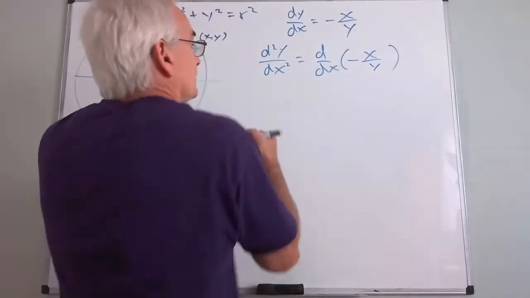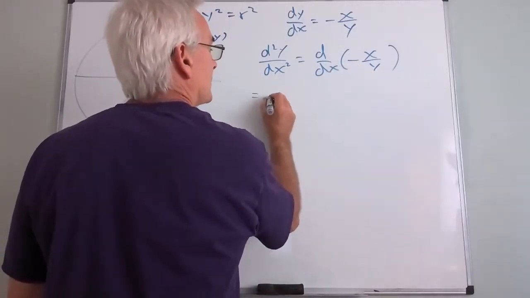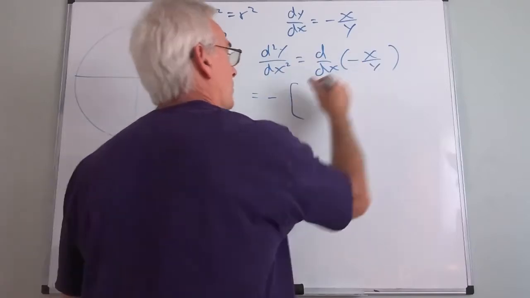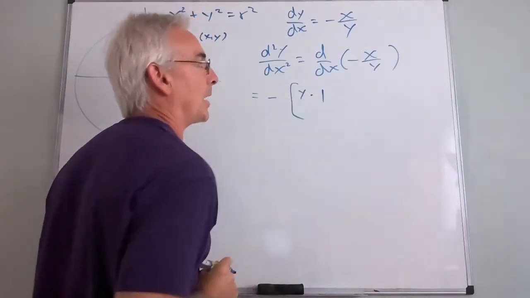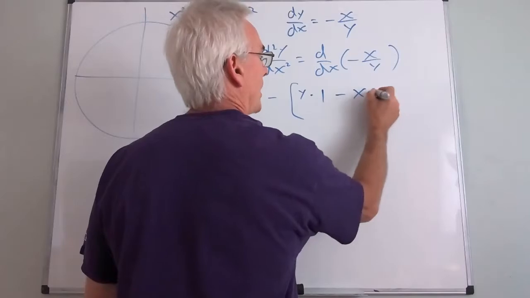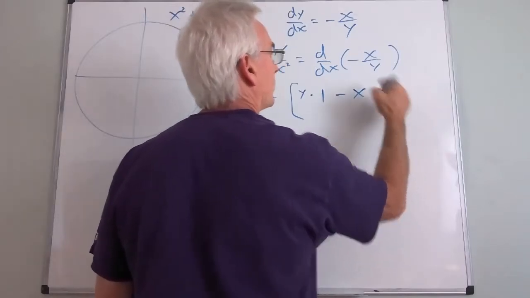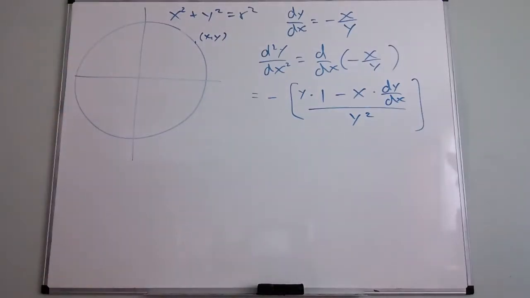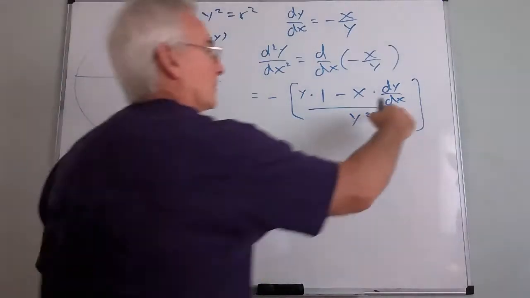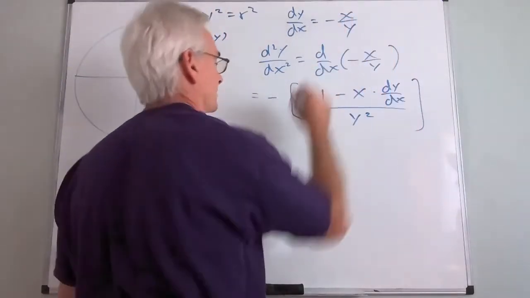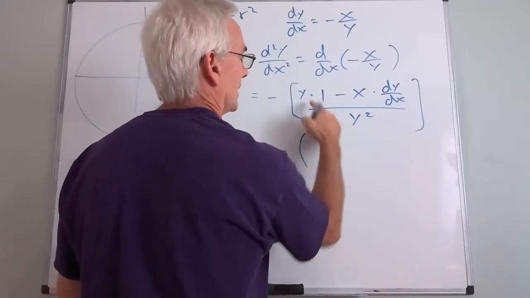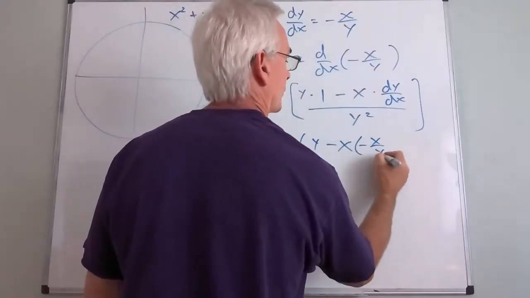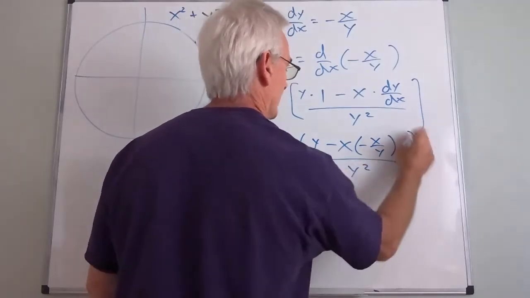Straight up quotient rule. So I'm going to leave the negative completely out. So think of taking the negative just so you don't get lost in it. So bottom times derivative of top minus the top times derivative of the bottom. I pulled the negative in front, over the bottom squared. So I've got y minus x times negative x over y, all over y squared.